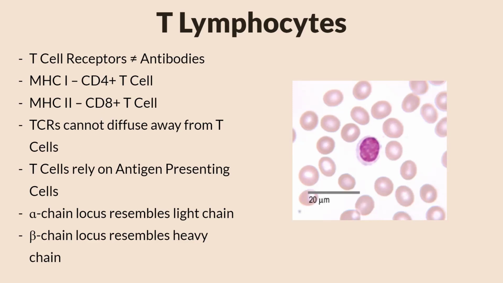The alpha chain locus resembles the light chain of the antibodies. We saw the alpha chain and the beta chain. Remember that on the T cell, and the beta chain on the receptor. And the beta chain locus resembles the heavy chain.